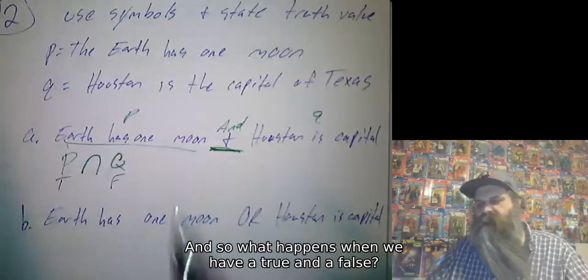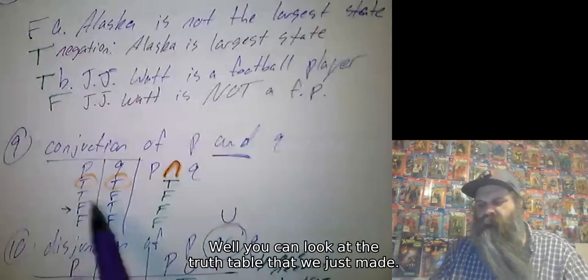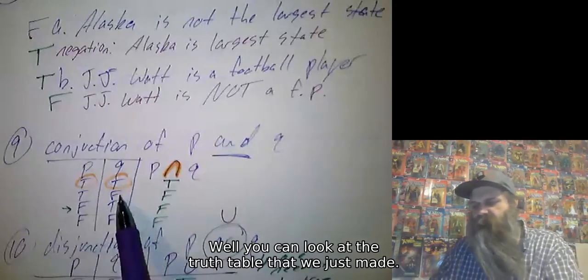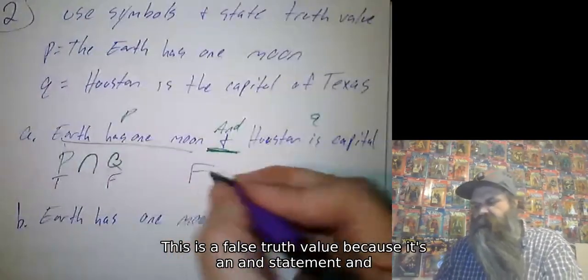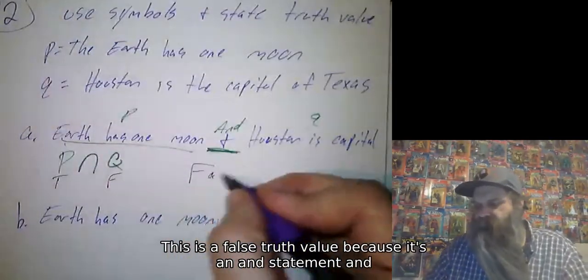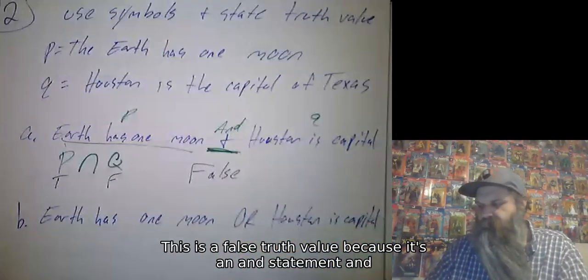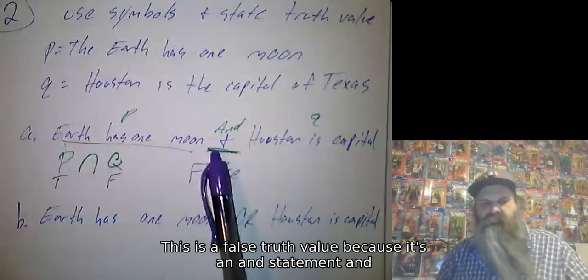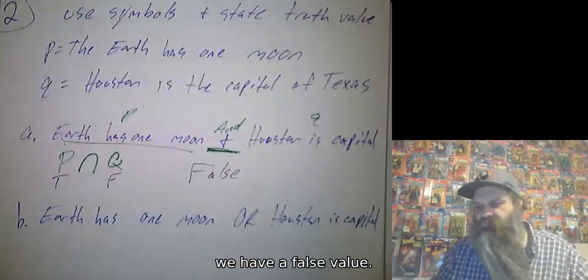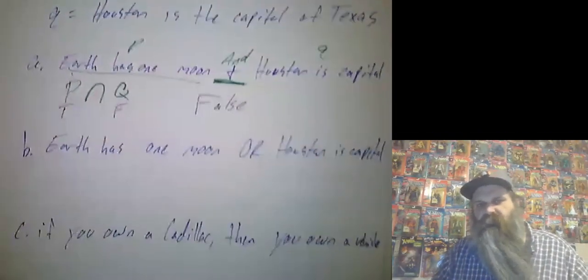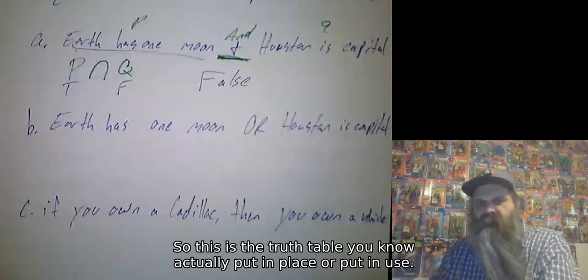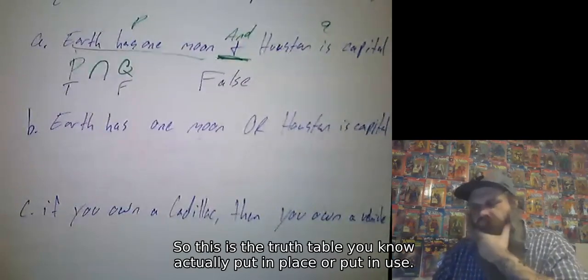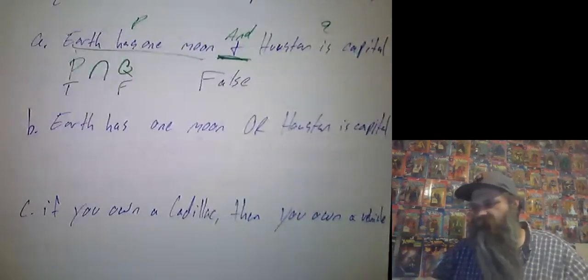And so what happens when we have a true and a false? Well, you can look at the truth table that we just made. This is a false truth value because it's an and statement, and we have a false value. So this is the truth table actually put in use.